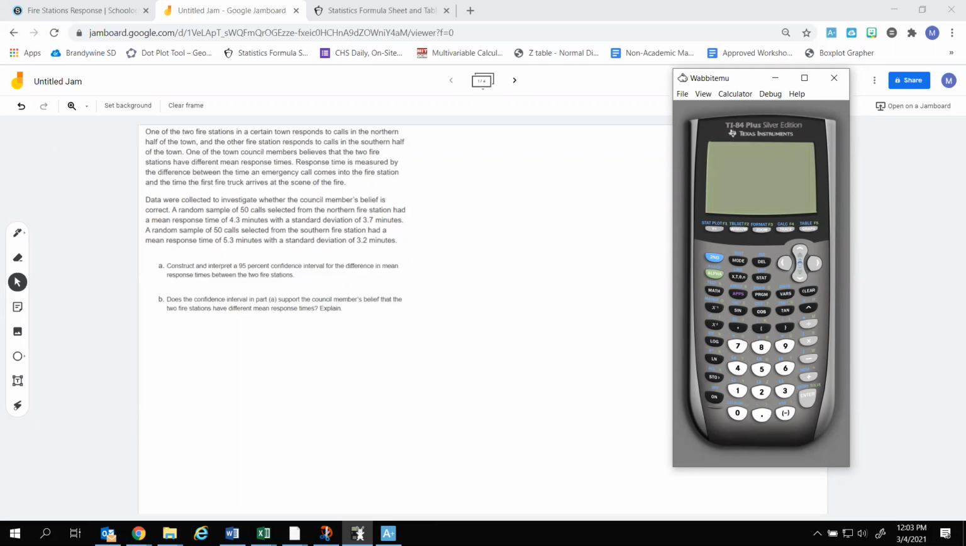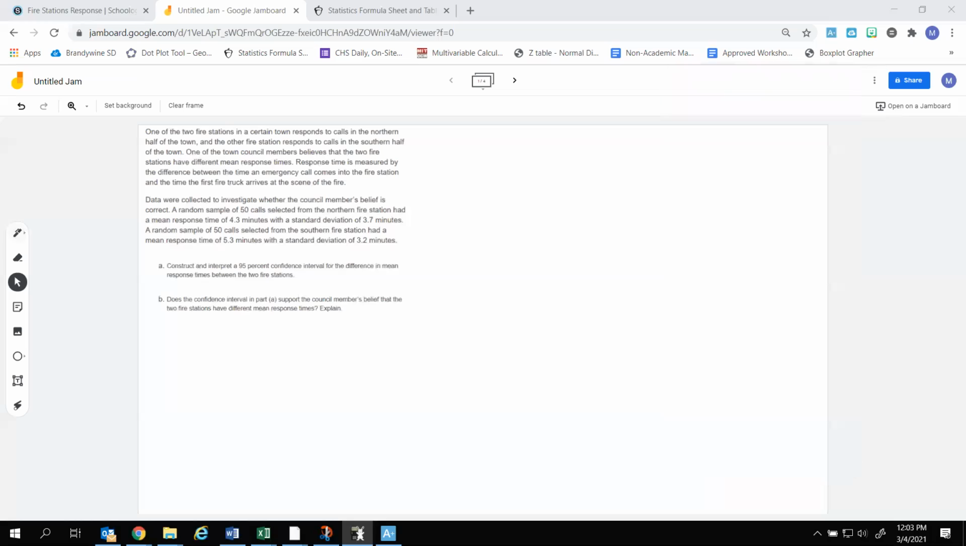All right, response time is measured by the difference between the time an emergency call comes in to the fire station and the time the fire truck arrives at the scene of the fire. Data were collected. We have a random sample of 50 calls from the northern fire station, with a mean of 4.3 minutes and standard deviation of 3.7. Then we have the southern fire station, 50 calls again, mean of 5.3, standard deviation of 3.2.